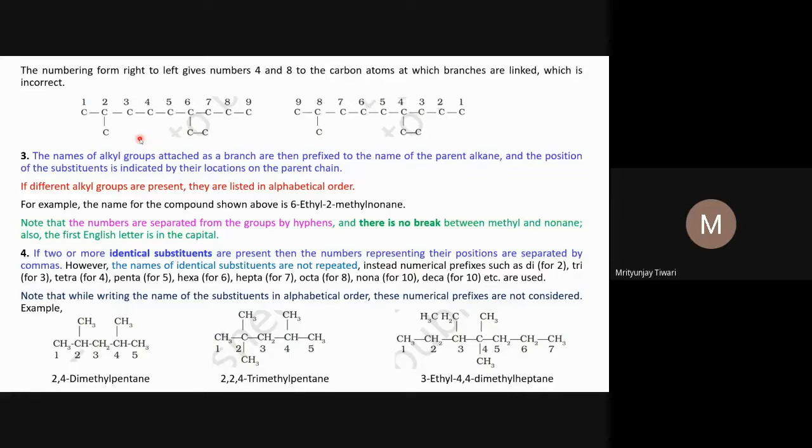So we will use these numbers. If two or more identical substituents are present, then the numbers representing their positions are separated by commas, as I have explained here. As you can see here, 2 and 4 are separated by commas. We separate different numbers by commas, but we don't put any gap here. Between the comma and 4 there is no gap. If you put a gap, it will be wrong.